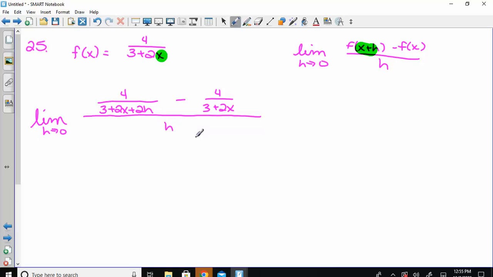Now our goal is to get to the point where we can plug in 0 for h. Can I do that right now? Nope. So what we did is we got a common denominator. So this one had 3 plus 2x plus 2h. This one just had 3 plus 2x. So you take the first fraction times 3 plus 2x on top and bottom. Second one.